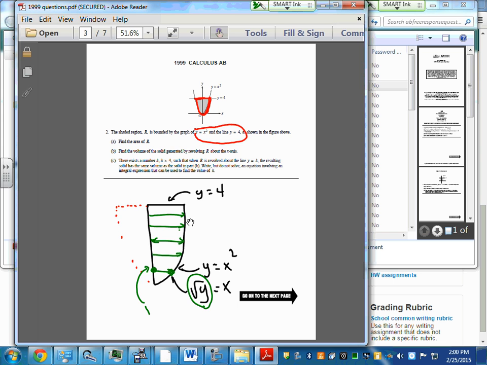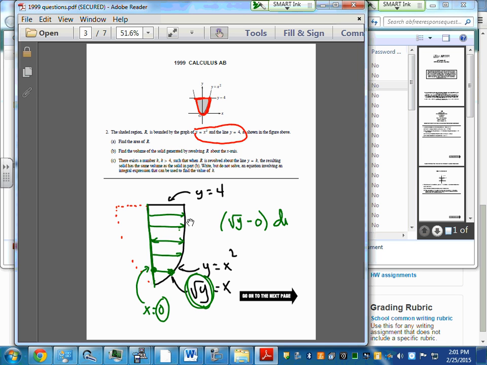X is equal to 0. Remember, that's the equation of the y-axis. So yeah, I could do these. The length of this bar would be the square root of y minus 0, the right-hand x-coordinate take away the left-hand x-coordinate.